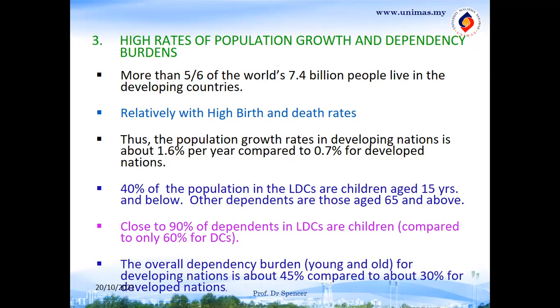Thus, the population growth rate in developing nations is about 1.6% per year compared to 0.7% for developed nations. Jadi masih tinggi ya, 1.6% per year bagi negara yang sedang membangun. And 40% of the population in less developed countries are children who are aged 15 years and below. So these are the people who are considered as dependents because they are not working, they're not earning, right? So 40% is very high.